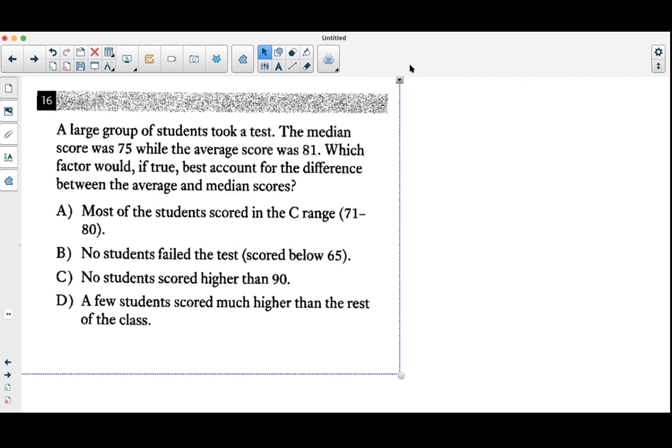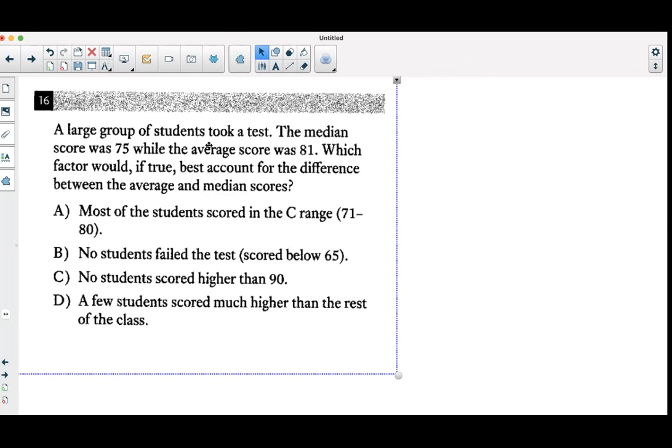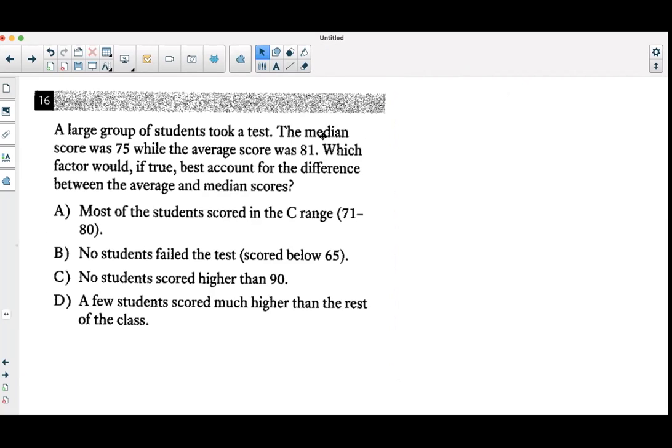So number 16, a large group of students took a test. The median score was 75. Median is the middle, and then the average score was 81. Now, what does that mean? Generally speaking, the median versus a mean, so it goes like this, guys.